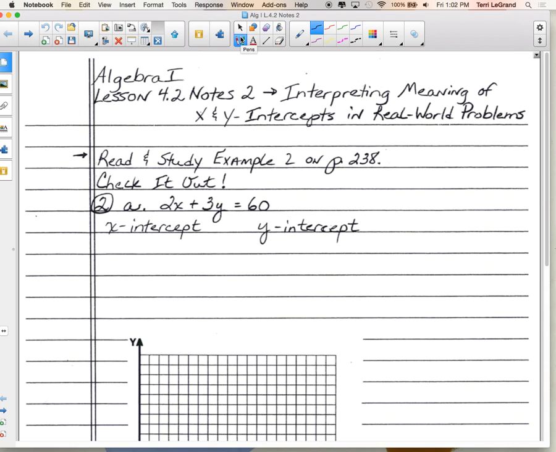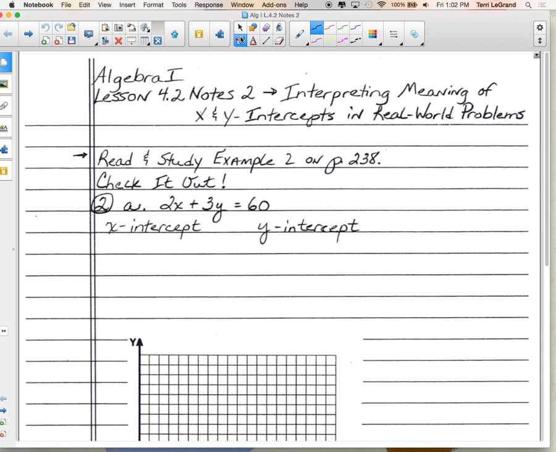Volunteer to read the problem for us, please? Okay, Connor. The school store sells pens at $2 and a notebook for $3. The equation 2x plus 3y equals 60 describes the number of pens x and the notebooks y that you can buy for $60. Okay, thank you.